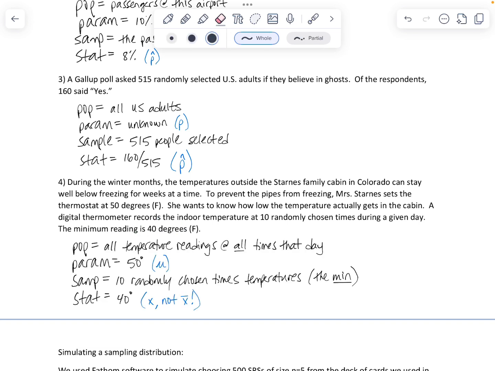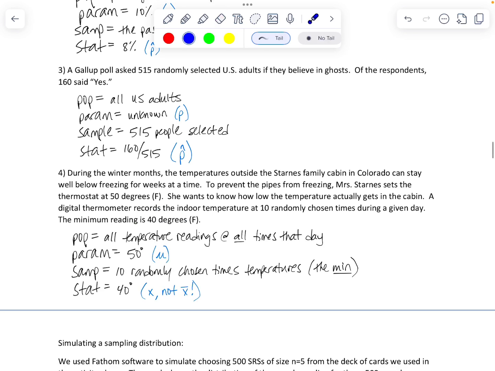So let's see what this one looks like. The population is all the temperature readings on that day. There's like a bajillion of them, right? It's a continuous variable. Time is. The parameter is 50, the mu. That's what they set the thermostat at. The sample is the 10 randomly chosen times.